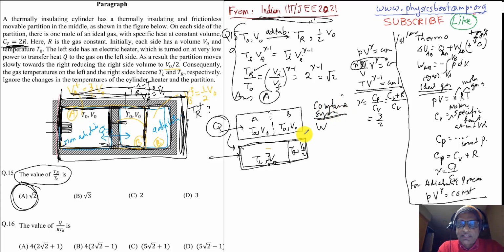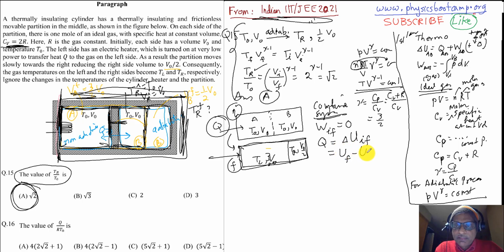Work on the combined system going from, say, state initial to state final is 0. So the Q will just be delta U. And so this is going to be U final minus U initial. And what is the internal energy? Internal energy of this guy, internal energy of that guy. So it's going to be internal energy of the B, UF of B, and UF of A, minus UI of A minus UI of B.